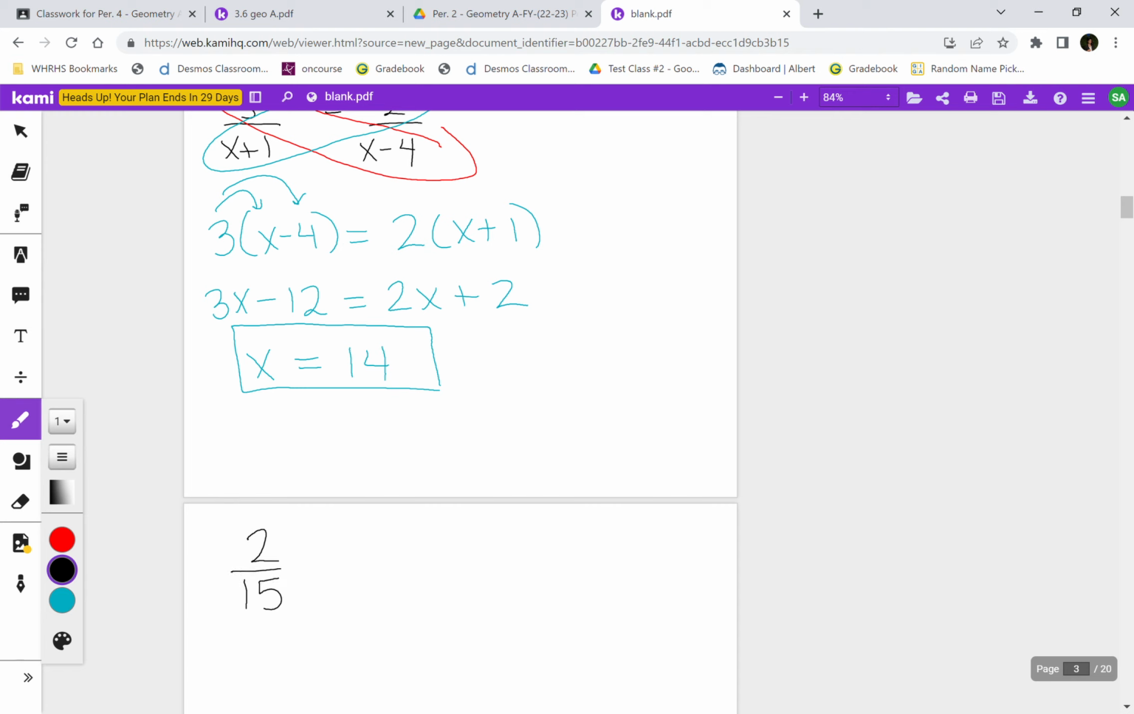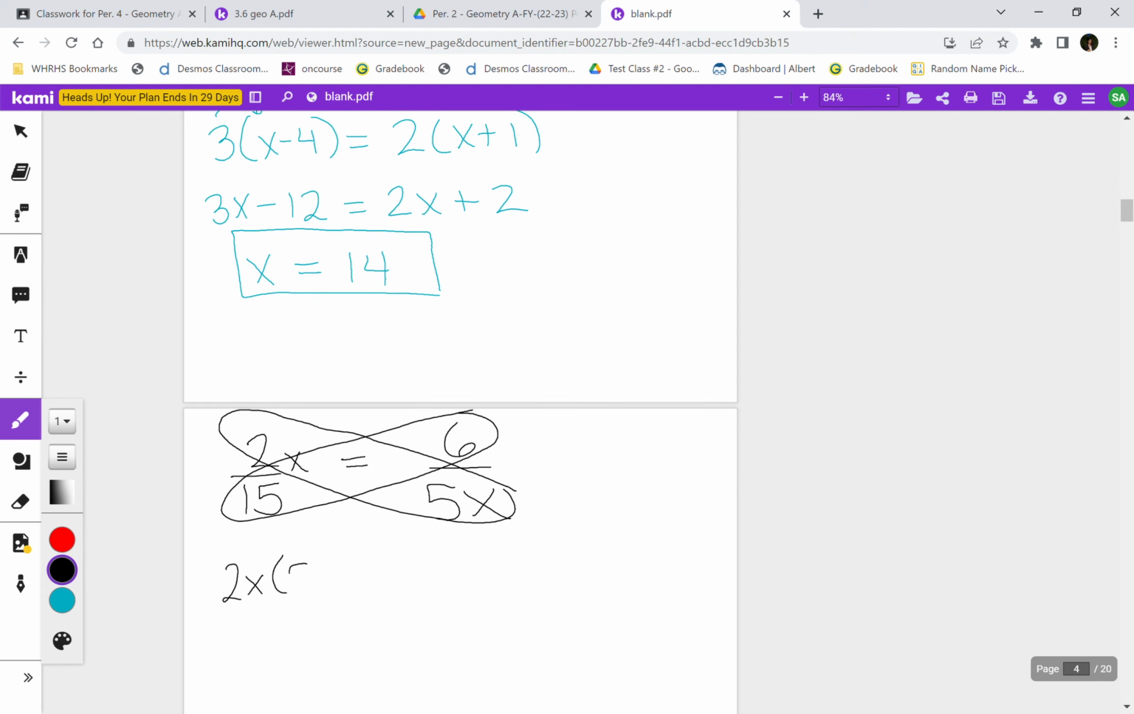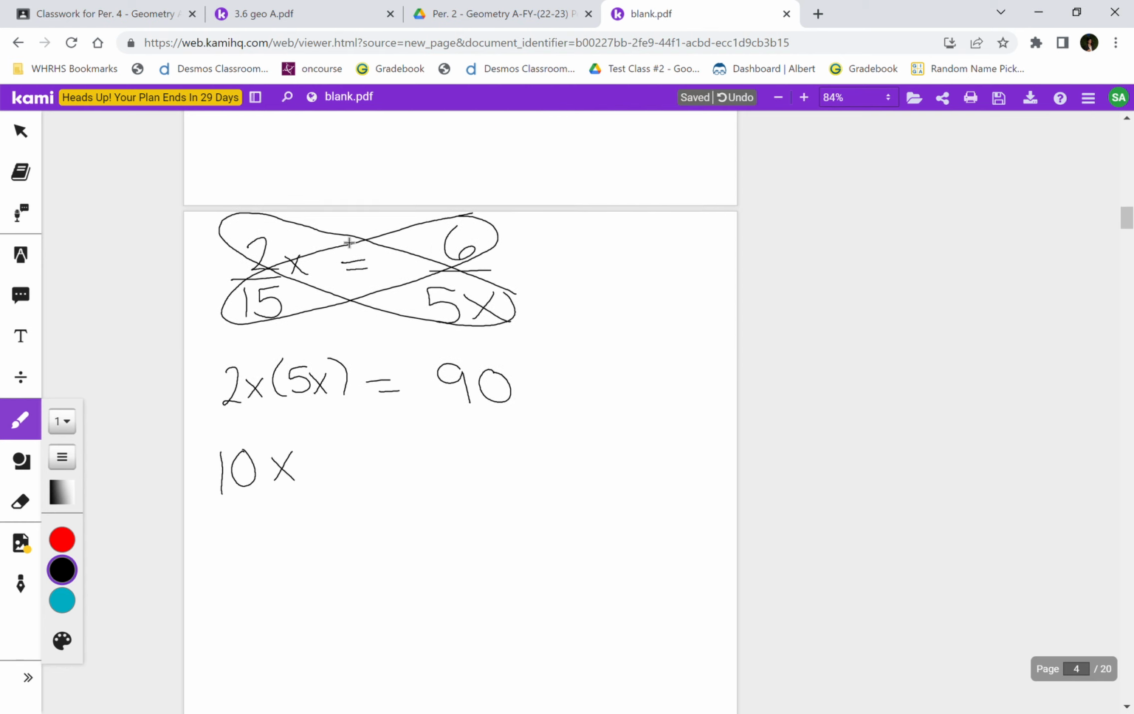2 over 15x equals 6 over 5x. Is this a proportion? Yeah, it is a proportion. What are we allowed to do with proportions? Cross multiply. So let's go ahead and cross multiply. What's 2x times 5x? 10x squared. Don't forget your squared. 10x squared equals 90. And now I think a lot of people, which I'm fine with, you divide by 10 here, and then you get x squared equals 9.